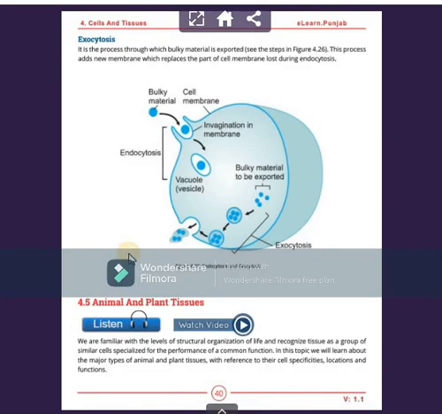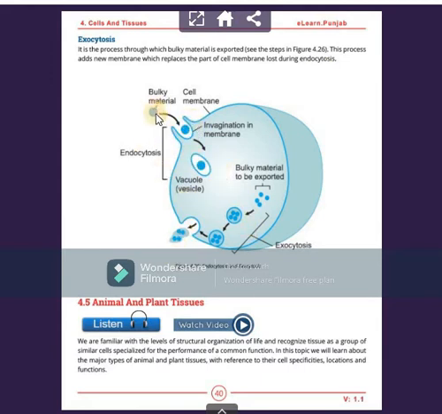Then the next one is exocytosis. Exo means to move out. It is a process through which bulky material is exported. This process adds new membrane, which replaces the part of the cell membrane lost during endocytosis. So you can see in this figure that here it is happening.